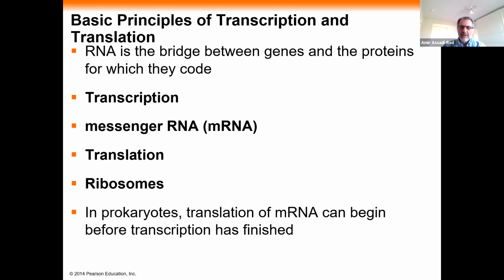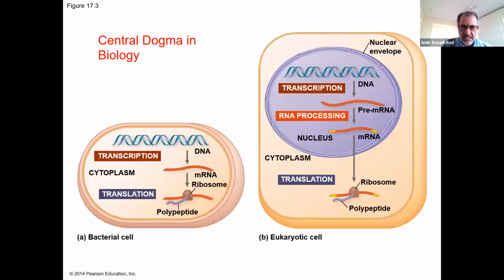And of course, the site of protein synthesis is the ribosomes. Ribosomes, that's where everything comes together, all three RNAs come together there, and the amino acids come. In prokaryotes, translation of mRNA can begin before transcription has finished, yes. Okay, here, they call it the central dogma in biology. So here is DNA, here is transcription, making the RNA based on DNA is called transcription.